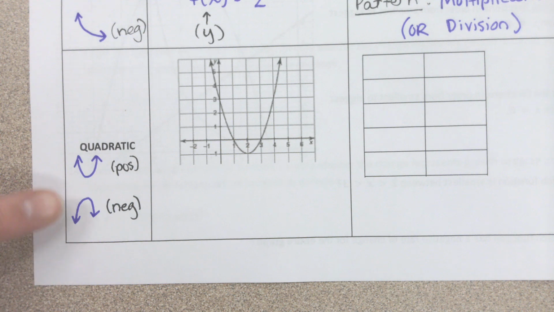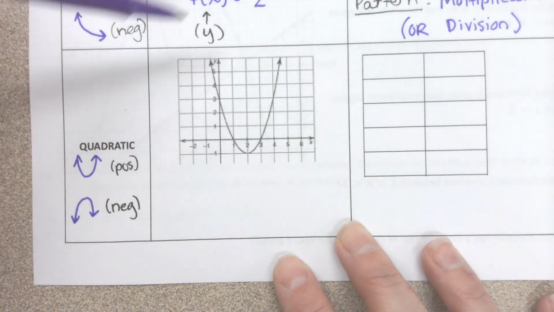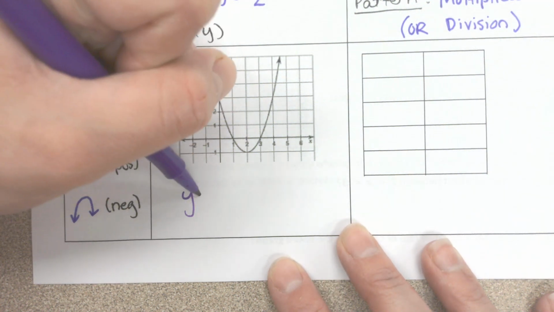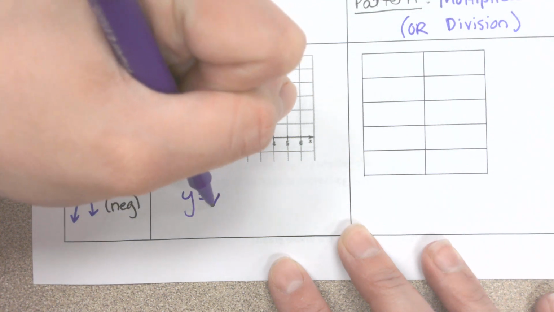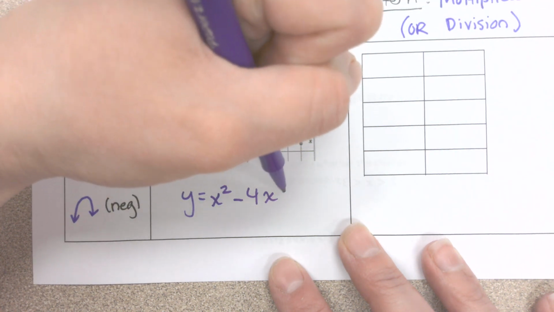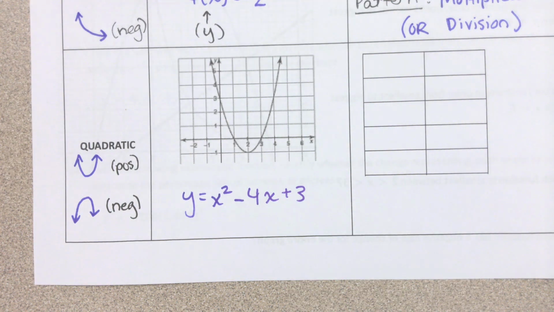What do we call these U-shapes, by the way? Parabolas, thank you. So this graph does not have the equation on it. I will just tell you what the equation is. Y equals x squared minus 4x plus 3.